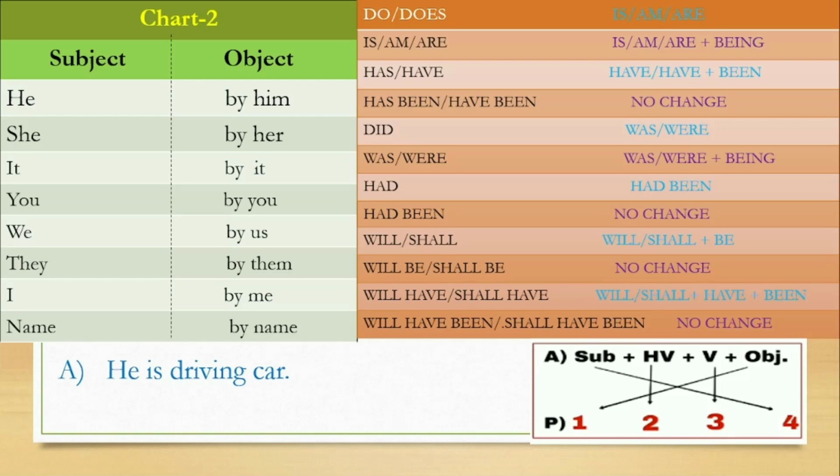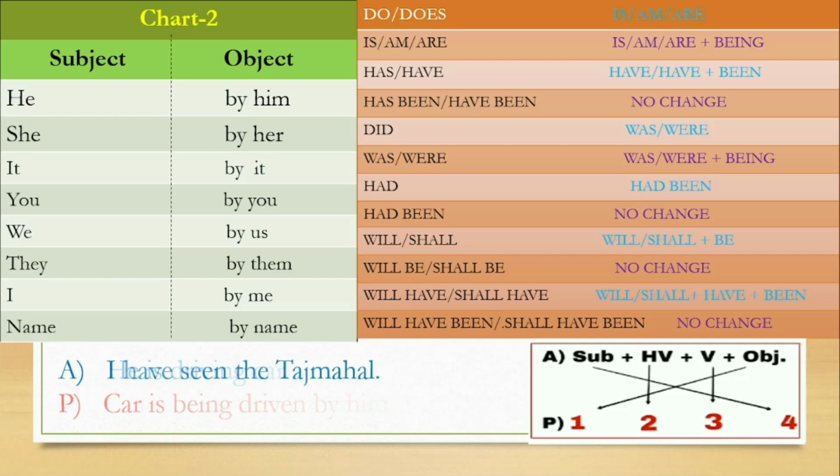Here is the sentence: he is driving a car. First we will write the object, car. Then the helping verb, is. It will be changed into is being. Car is being. Then the verb, driving. The third form of driving is driven. Car is being driven. The subject he will be changed into by him. Car is being driven by him.